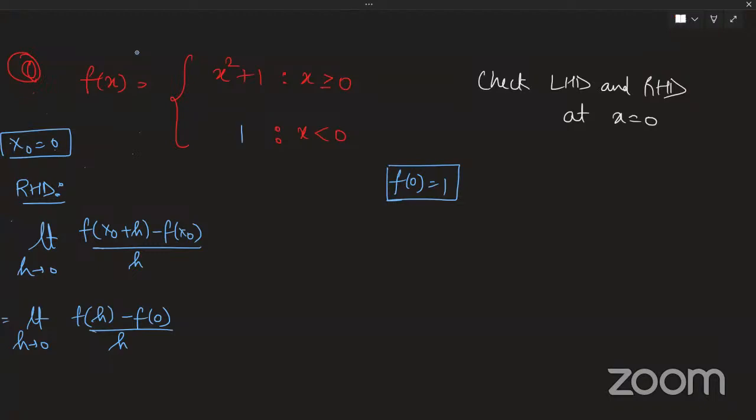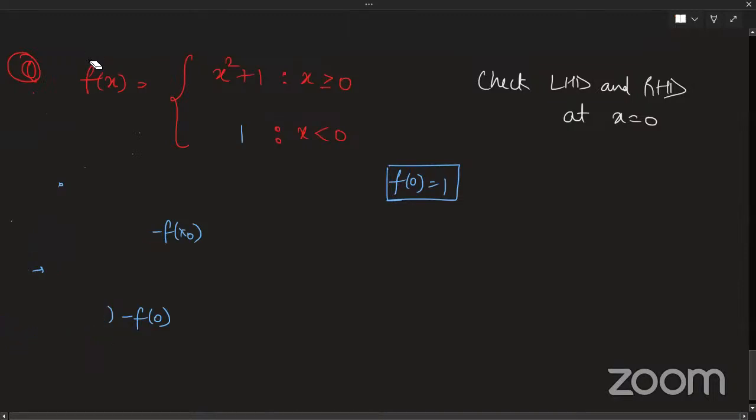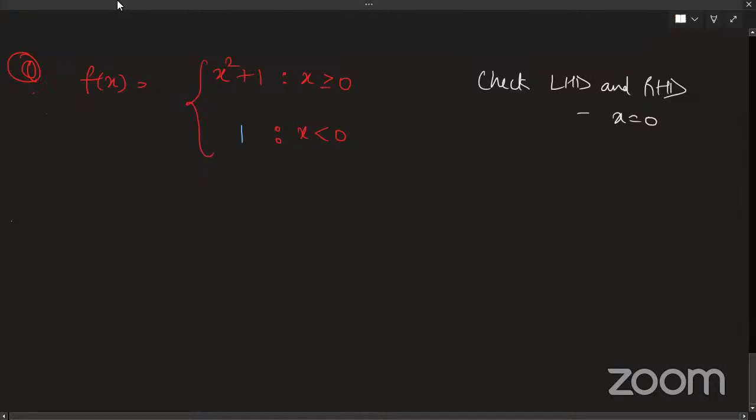No, no. What I'm asking is, when I asked you to check if this function is continuous or not, you checked the LHL, the RHL, and the value at f of 0, right? This is what you did. So I'll just revise a little bit with you.